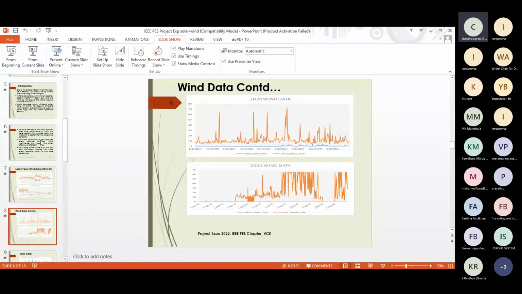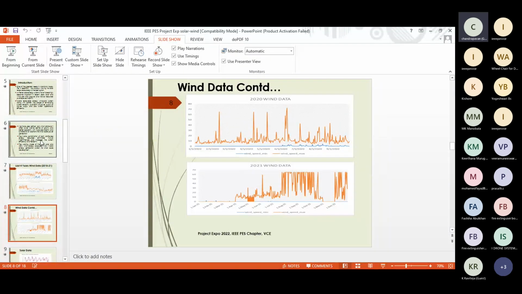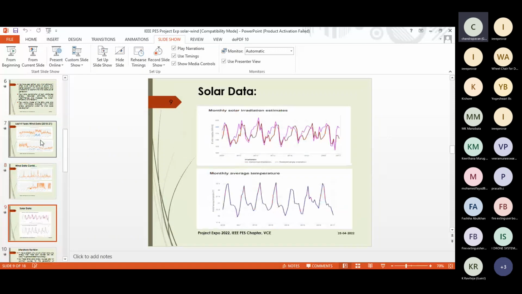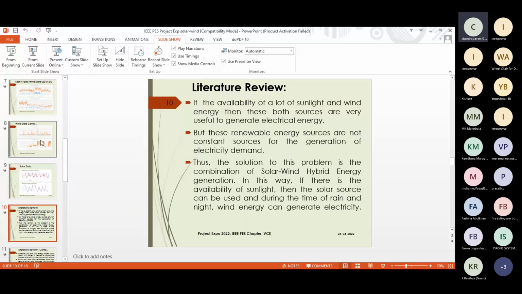And here we can see the solar data also. We have collected this from the official website of a government. Coming to the literature review, we have gone through some papers before doing this project. These are the points we got from that, and we thought of implementing our project in a good way for efficient power generation. These are some points we have taken from the projects.